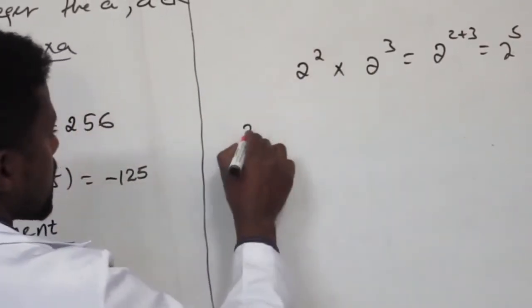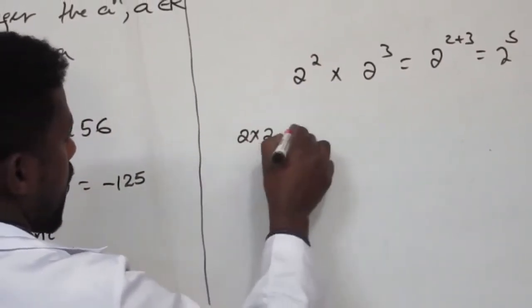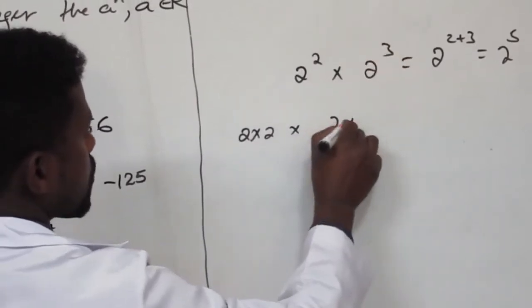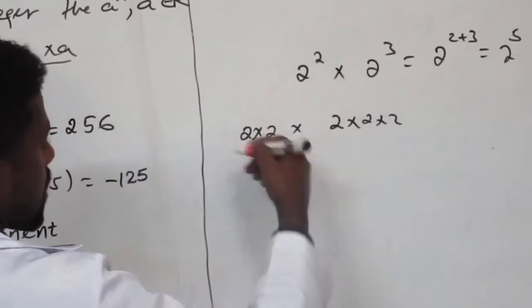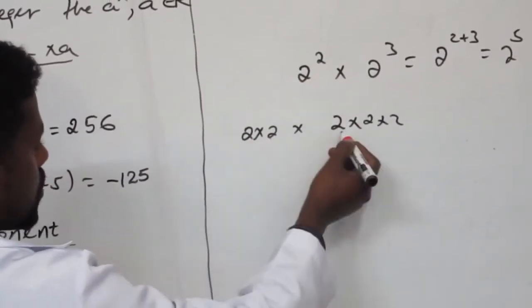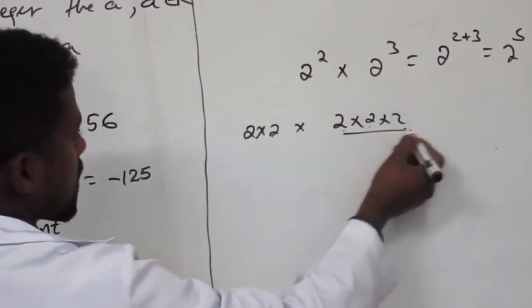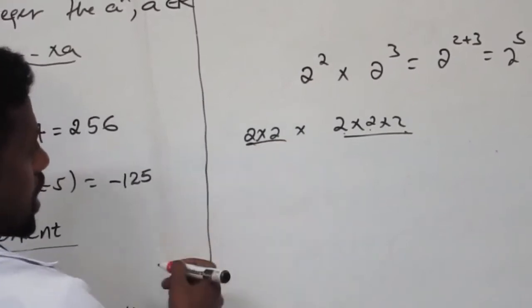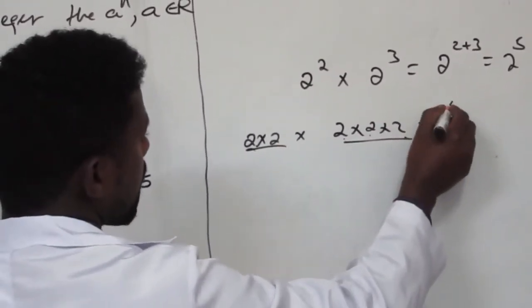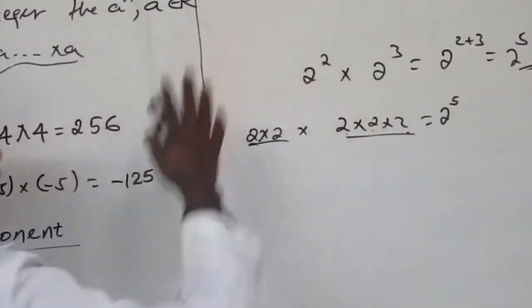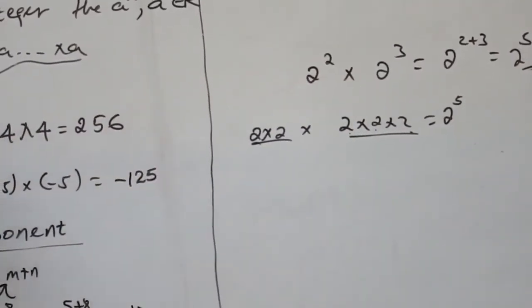2 squared means first 2 times 2, and 2 to the power of 3 means 2 times 2 times 2. Now count the number of 2's we are going to multiply: 1, 2, 3, 4, 5. This is the first exponent, and this one is the second. So when you count, it becomes what? 2 to the power of 5, which is similar to the previous one.